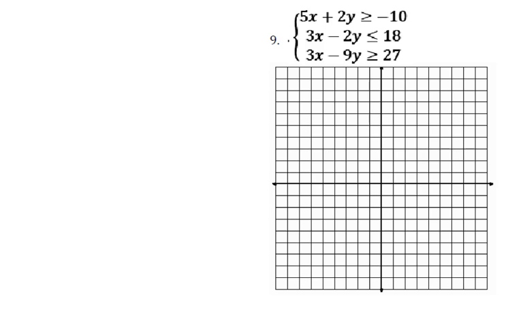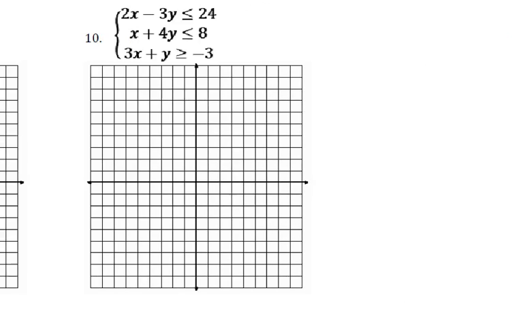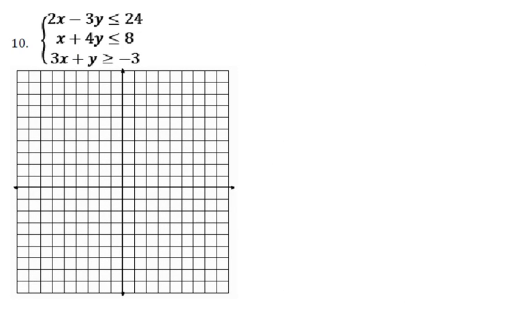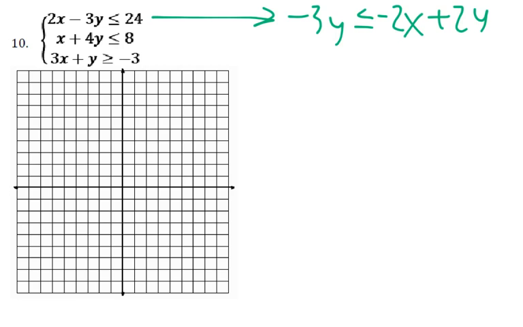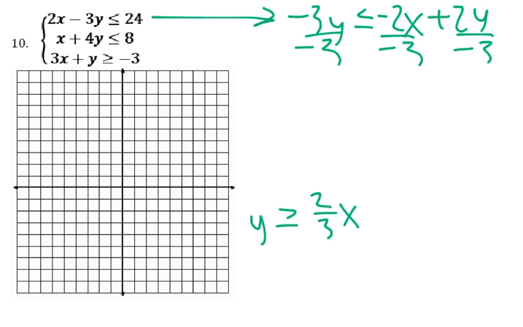Alright, let's do now number 10. Same idea here. So start off with our first one. We get negative 3y is less than or equal to negative 2x plus 24. Divide by negative 3. And our first equation is y is greater than or equal to 2/3 x minus 8.